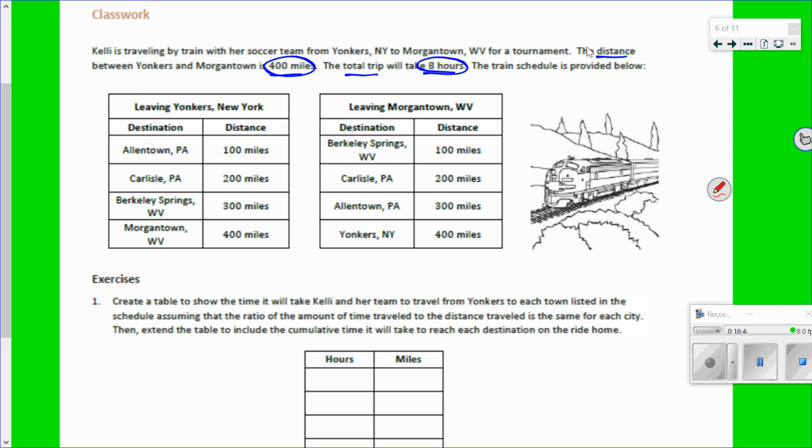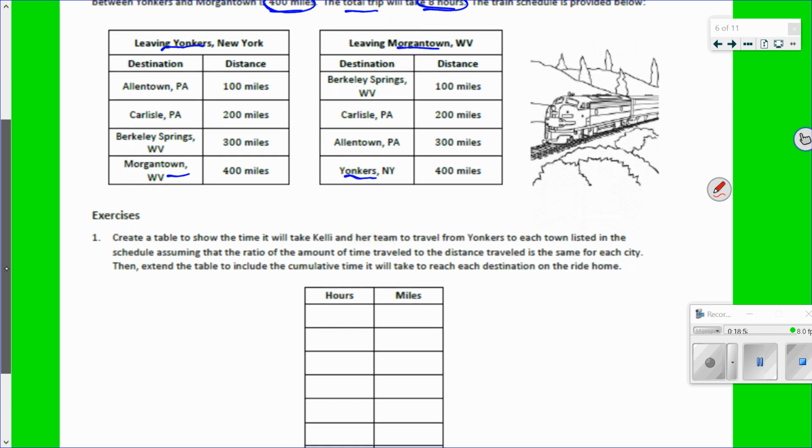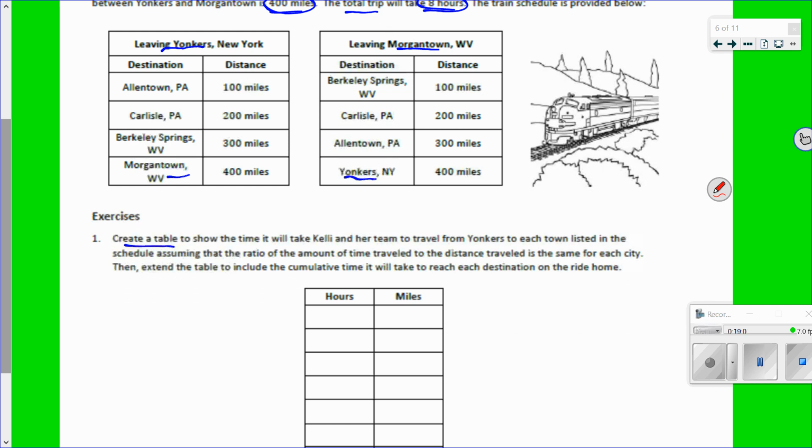What you'll notice is they're going from leaving Yonkers, going to Morgantown, then they go Morgantown back to Yonkers. So you're seeing the exact same towns. The nice thing is they gave us nice even intervals. So what they want us to do with this information now is create a table to show the time it will take Kelly and her team to travel to each town listed in the schedule, assuming that the ratio of the amount of time traveled to the distance traveled is the same for each city. Extend the table to include the cumulative time it will take to reach each destination on the ride home.